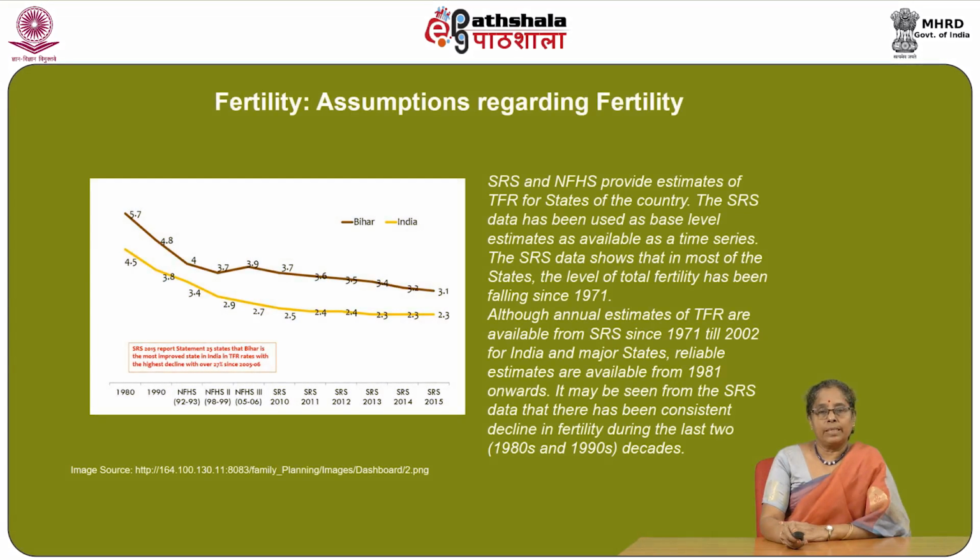So, now we will start with the assumptions regarding fertility. SRS and NFHS provide estimates of TFR for the states of the country. SRS data were used as base level estimates since they are available in a time series. The SRS data shows that in most of the states, total fertility has been falling since 1971. Although annual estimates of TFR are available from SRS since 1971 till 2002 for India and major states, reliable estimates are available from 1981 onwards.